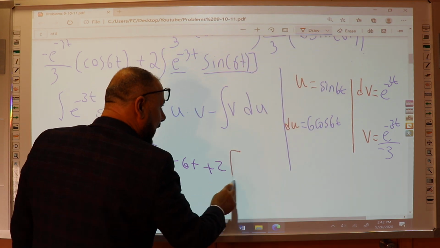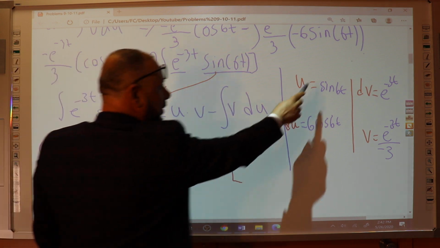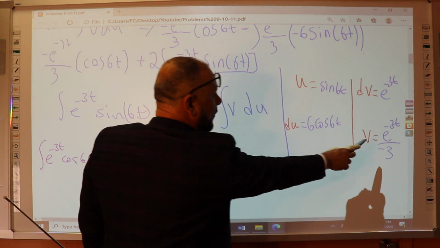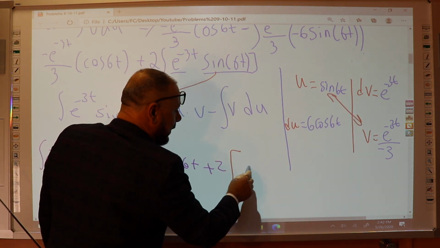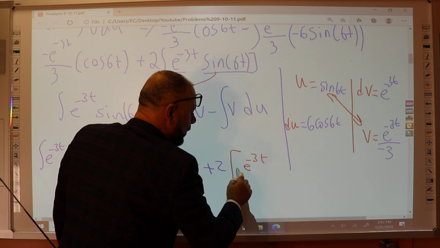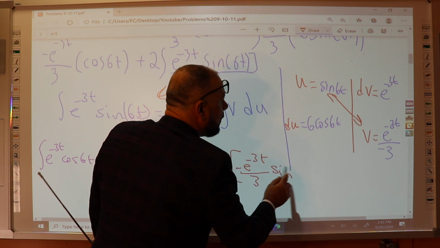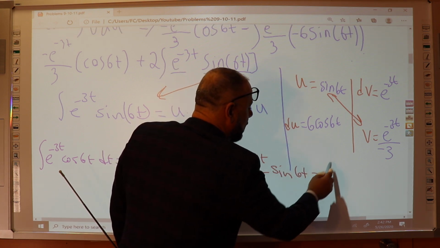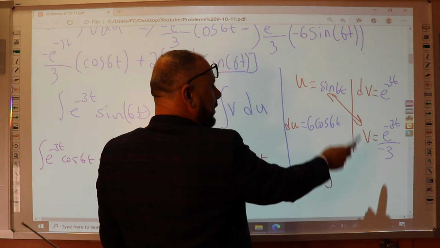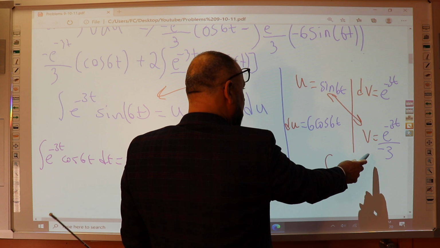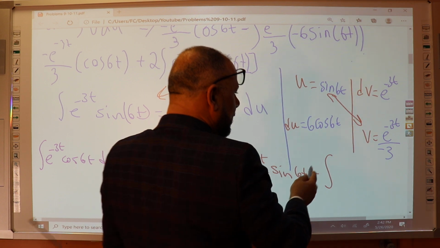Here we're going to open a bracket. We have uv, which is what? This and this, right? u times v: we have this times that, which is e to the negative 3t over negative 3, sine 6t, minus v du. And v is this sine guy. Okay, which is how much? e to the negative 3t divided.